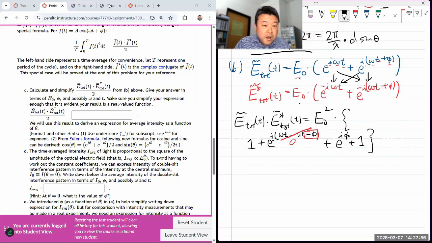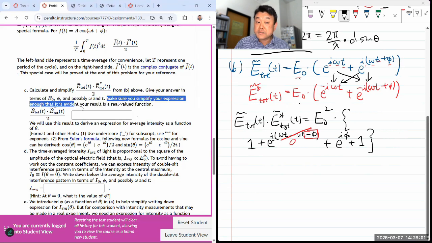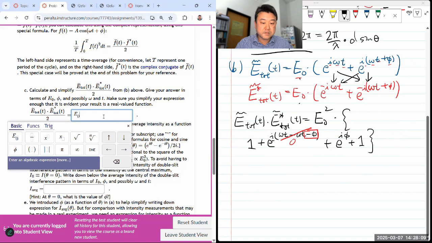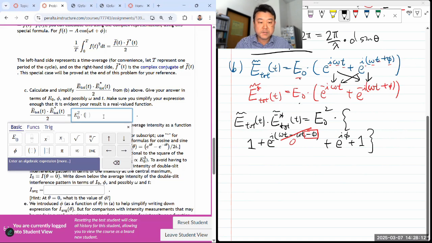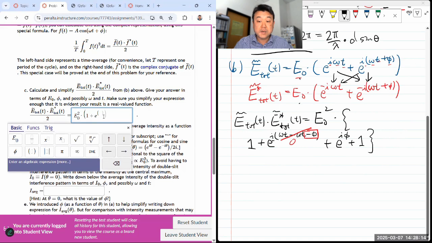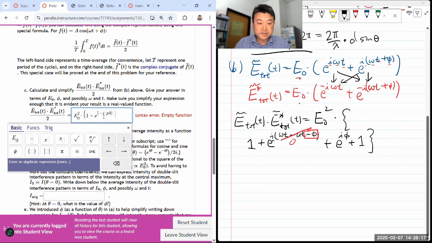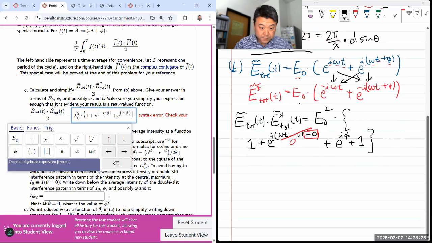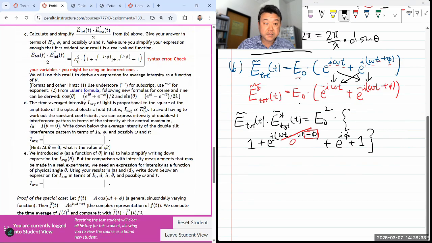Do I have to? Oh, wait. It says to make sure you simplify your expression enough so that it is evident that your result is a real valued function. I think what that means is if I type in E naught squared times 1 plus e to the minus i phi plus e to the i phi plus 1, it'll probably say that's wrong, I think. Syntax error.